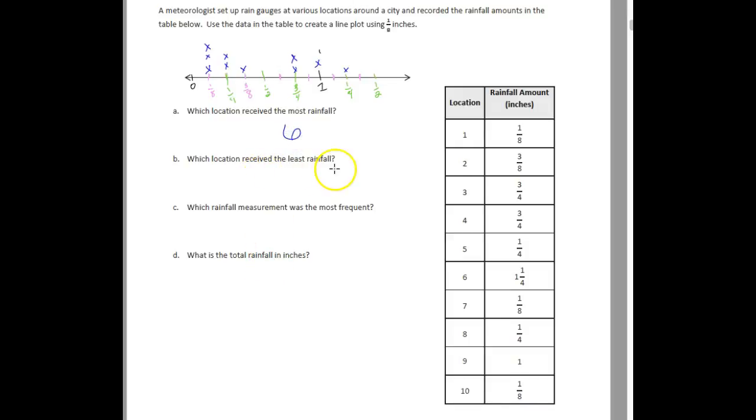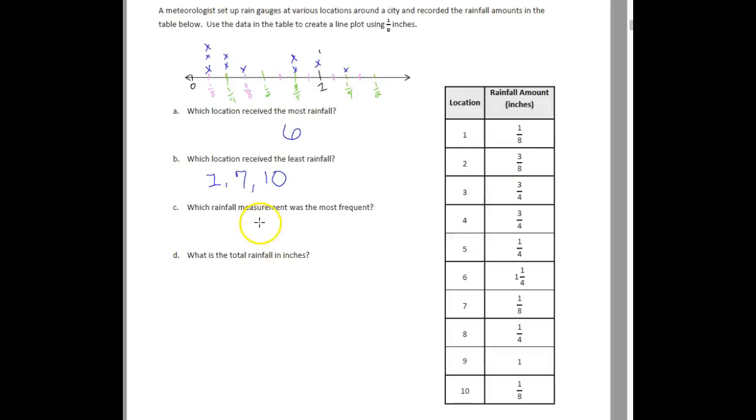Which location received the least? Oh, there's a bunch that received the least. So anything that got an 1/8 is the least. So that's location number 1 got it, comma, because we know there's 3 of them. Location 7 got an 8th. And the last location, location 10, also got an 8th.